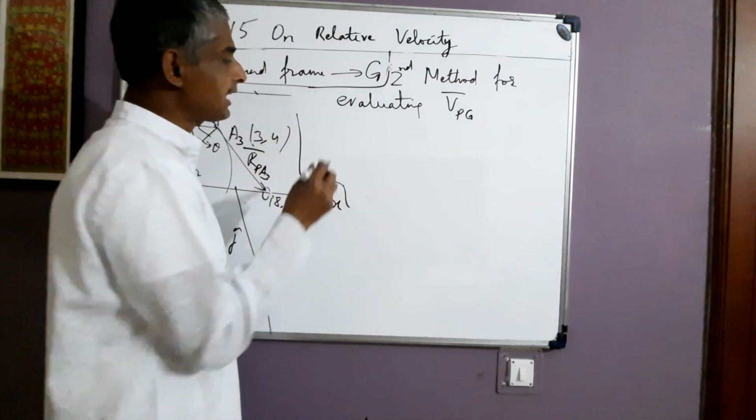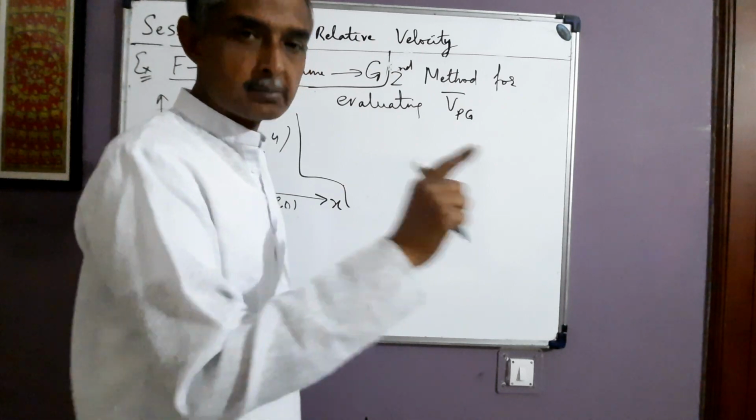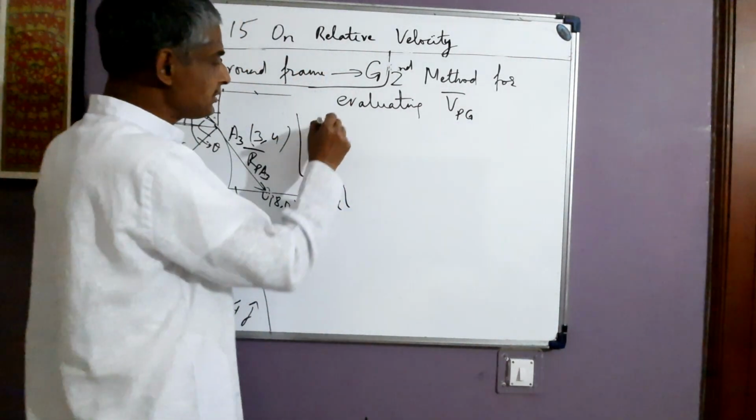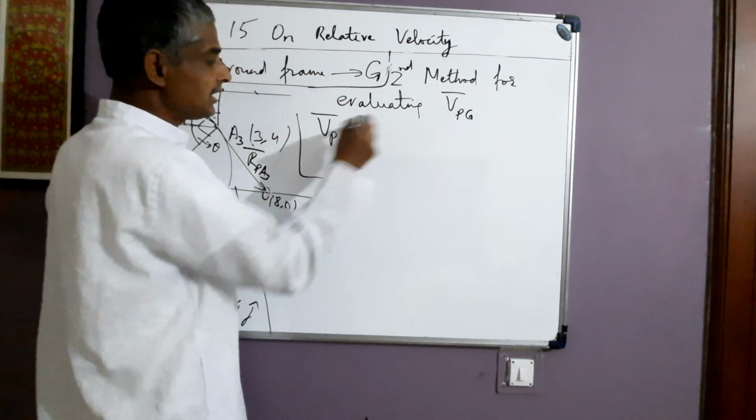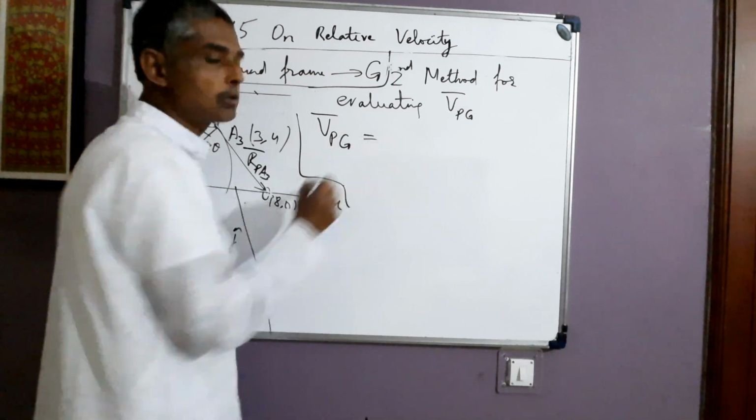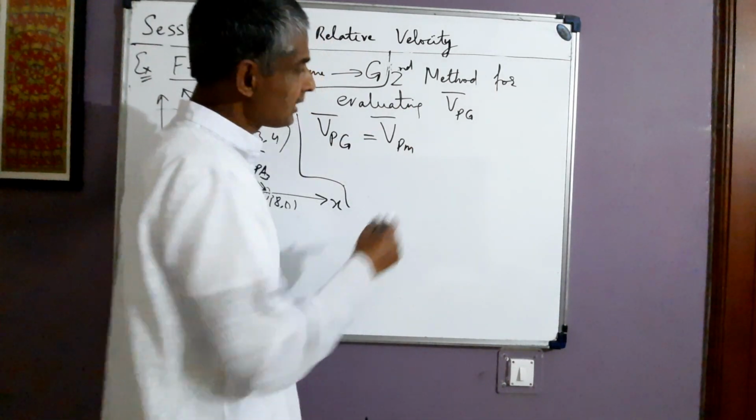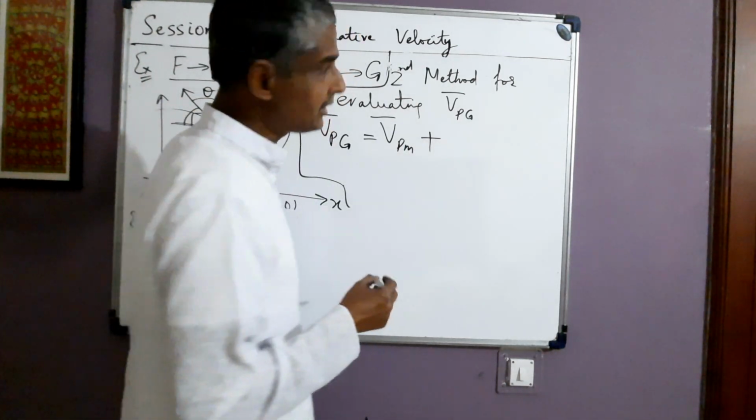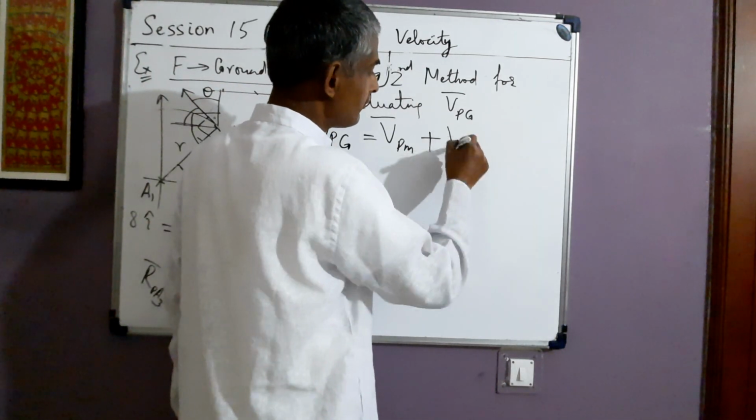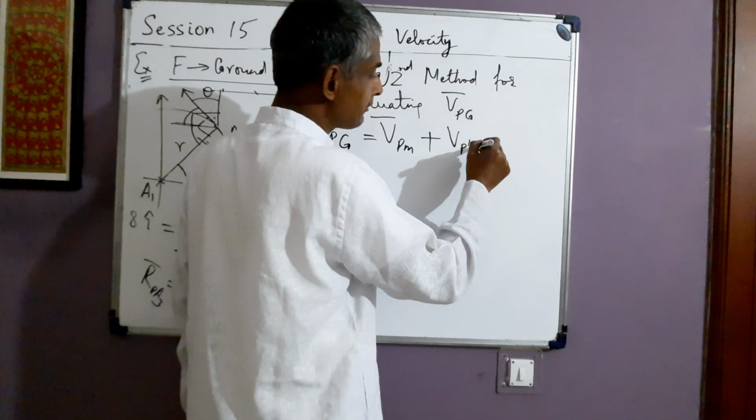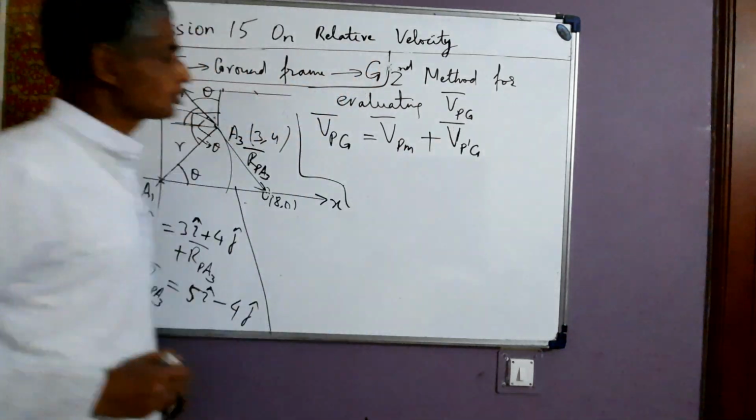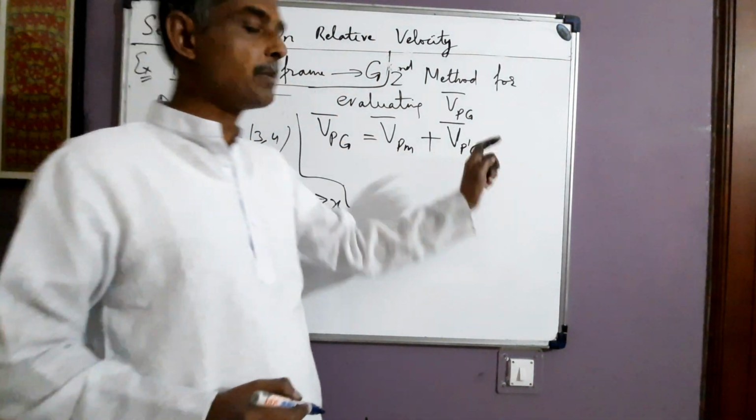What was the formula which you derived? VPF is equal to VPM plus VP dash F. So VPF, instead of P we write P, instead of F we write G, is equal to VPM, where M denotes the rod frame, plus VP dash F, and instead of F we take G. So VPG is equal to VPM plus VP dash G.